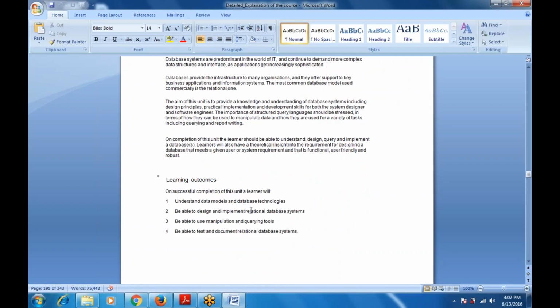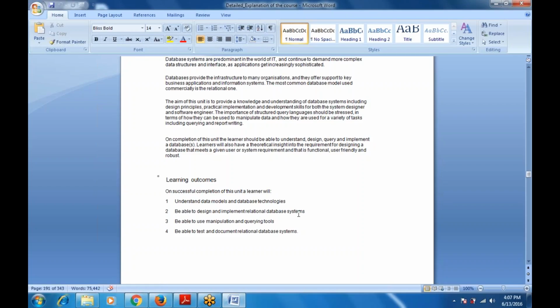And these are the learning outcomes. There are 4 learning outcomes in this module. One is to understand the data models and the database technologies. Data model means the same as the database model that is used. Then the second learning outcome is to be able to design and implement a relational database system. So the first one is a basic one. What are the basic data models? That may be any database that is being used. So that is understanding the data models and the database technologies.